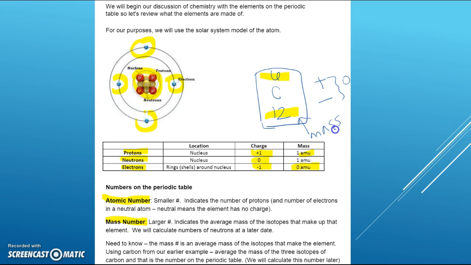Okay? And then what you need to know, just kind of familiarize yourself with from this statement here, is as long as we tell you it's neutral, you know that the number of protons is going to equal the number of electrons. Okay. Again, this down here just kind of explains what we talked about earlier. We'll talk about this later. But if you use the carbon example from the last page, you know that there's more than one different isotope of carbon.